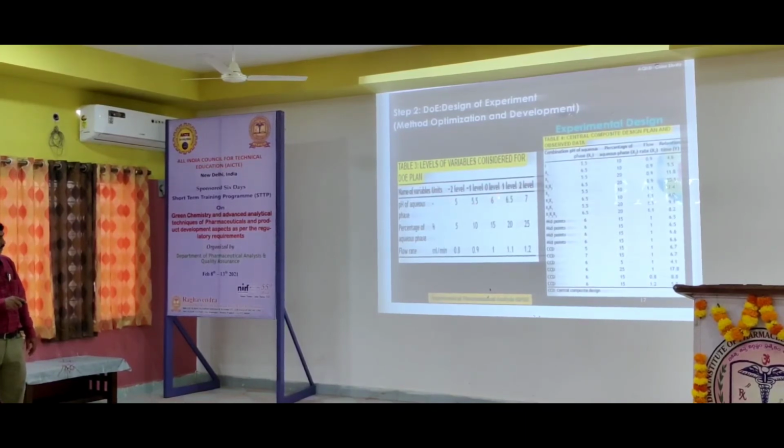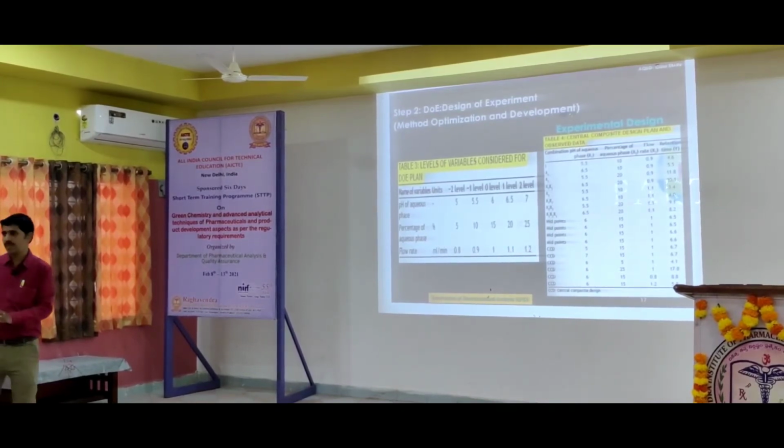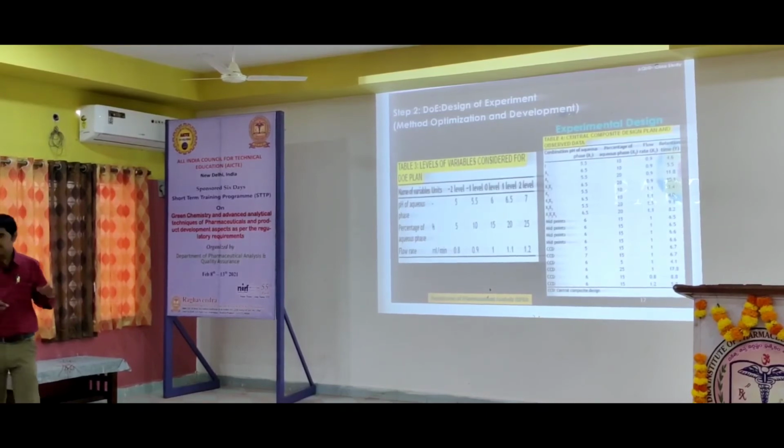Then for the middle value, the average of these two, 5 plus 7 divided by 2, will give this one. The average of these two will be given to the minus 1 level, and for the plus 1 level, the average of these two, 6 plus 7 by 2. Similarly here also, 5 and 25, 30 divided by 2 is the middle value, that is 0 level. These two average is 10 and these two average is 20. Similarly here also, 0.8 and 1.2, average is 1, and these two averages as well. So if you are able to fix these, then you are ready to go for the next. That means everything is almost finished.